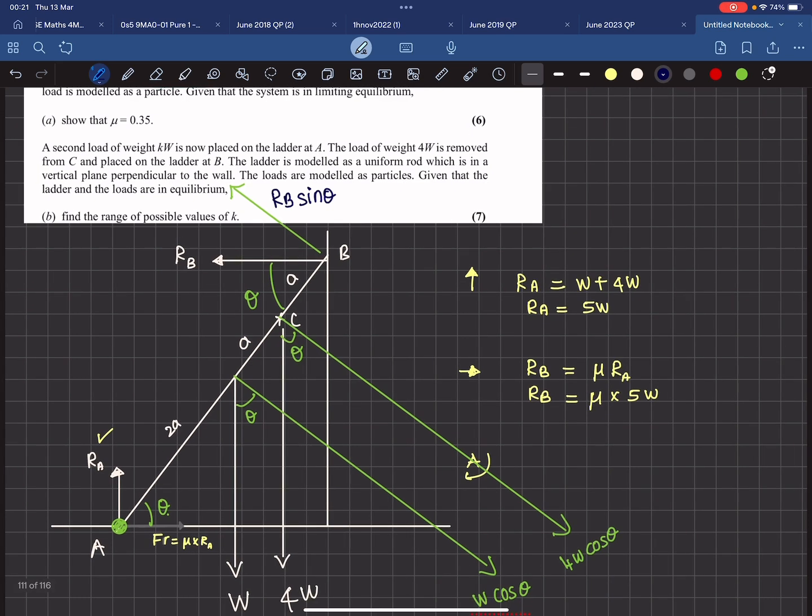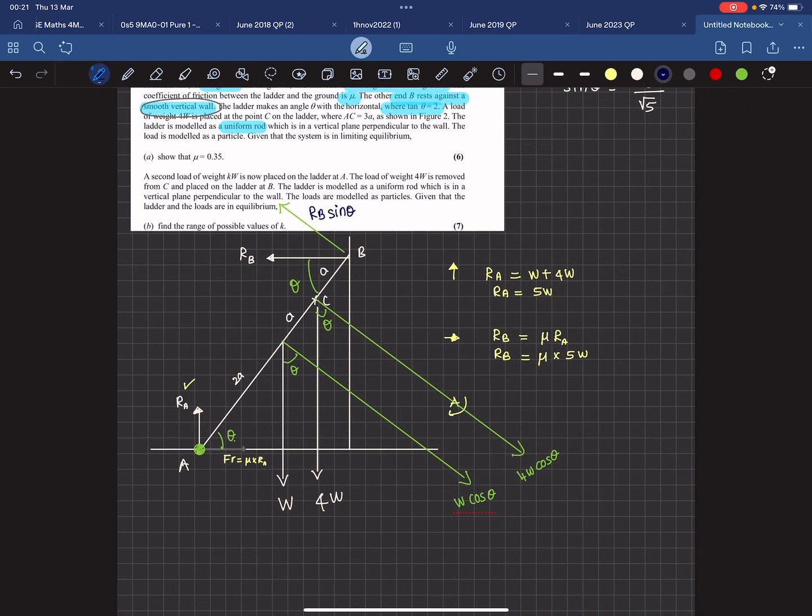But for people who don't understand this, I would encourage you to remember, if this was given as theta, this is always going to be cos. Anything perpendicular to the rod like this direction is going to be cos. Anything in that direction, if this was RB, then that's going to be RB sine theta. So just keep it as a standard layout. And now do moments. So the moments is going to be W cos theta has to move 2a, the length 2a.